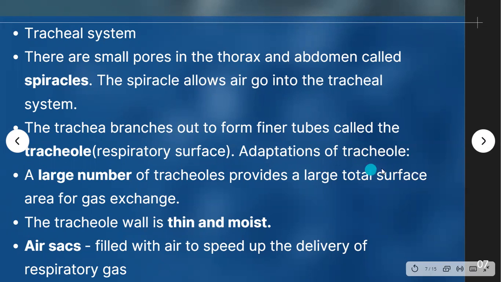The adaptation of the tracheoles that makes the respiratory structure more efficient is that there is a large number of tracheoles. This provides a large total surface area for gas exchange. The tracheal wall is also always thin and moist. In the tracheal system of the insect, they also have lots of air sacs. These air sacs are always filled with air to speed up the delivery of the respiratory gases.